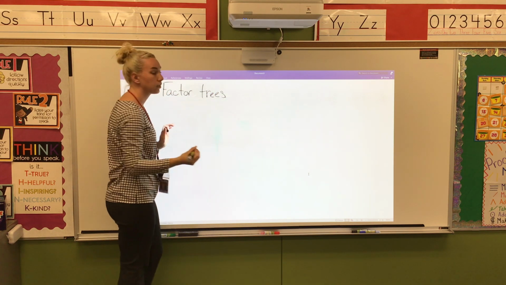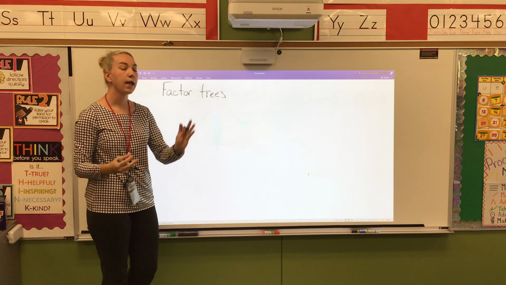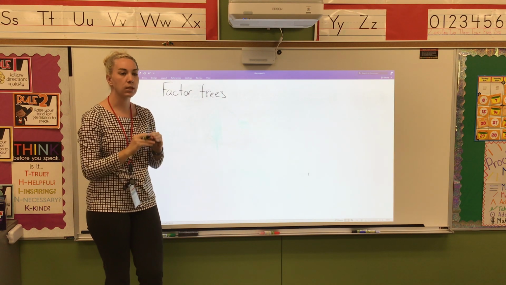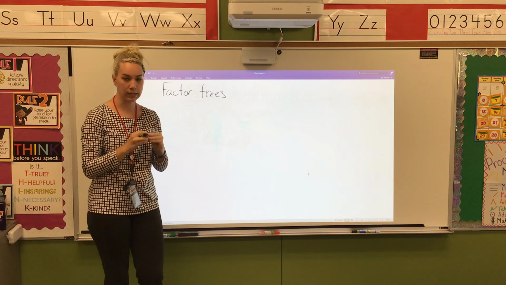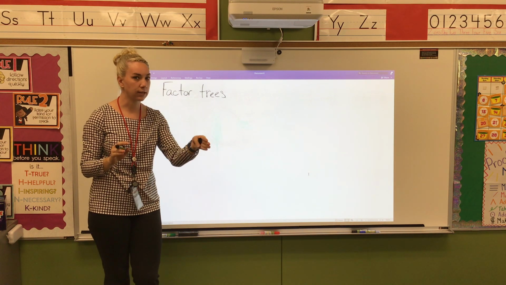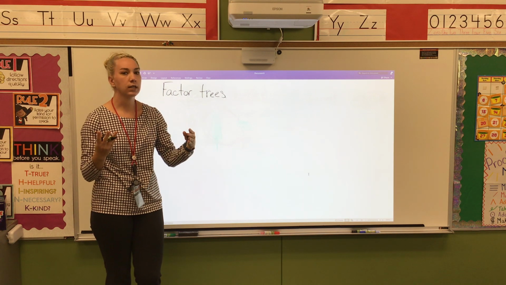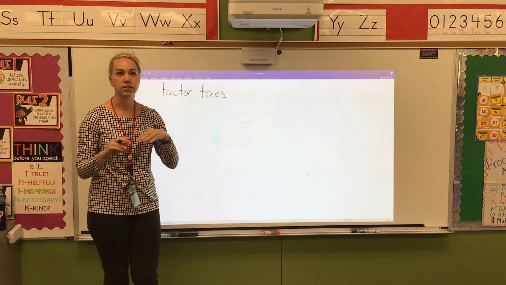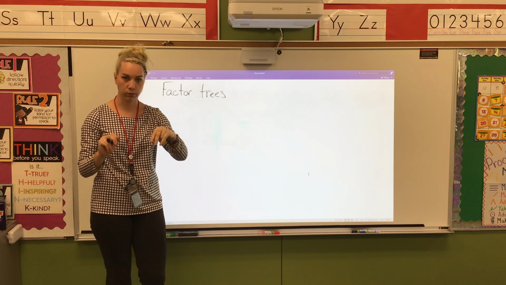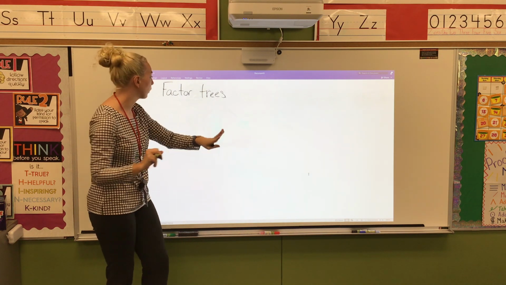Factor trees take a composite number and break down all of its factors into the most prime numbers you can get to. It's going to be really interesting when I show you how this works, but you've got to stick with me for a minute. We're going to take a number that's simple, like 12. We'll start with 12 again. I know we did that in the prime video. We're going to do it again.